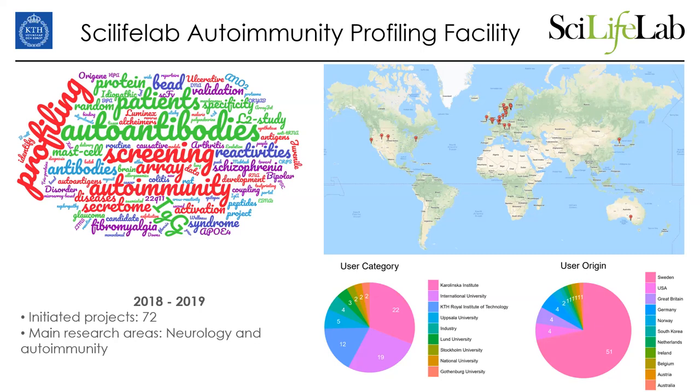And looking at the map there, you can see that most of the users are located either in Sweden or in Europe. But we also have users in the US, in South Korea, and Australia. Below there, you can see the pie chart here, which show that most of our users come from Karolinska Institute, which is kind of natural since we're actually situated in the middle of Karolinska Institute. We have also a large number of users from KTH, which is our home university, of course. But we also have quite a lot of international users. And of the international users, an equal amount is from US, Great Britain, and Germany.